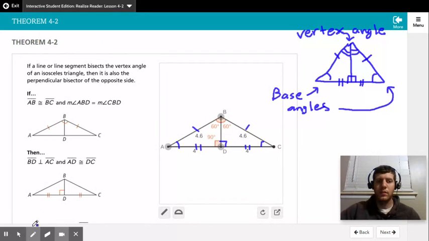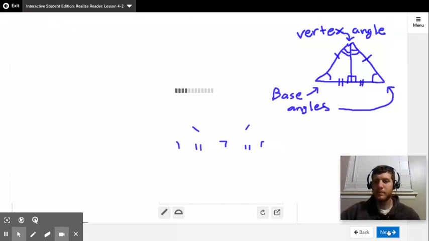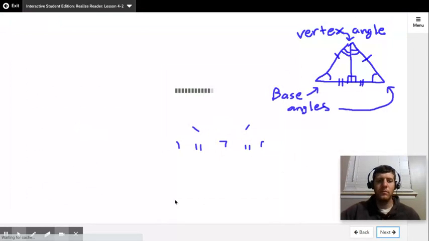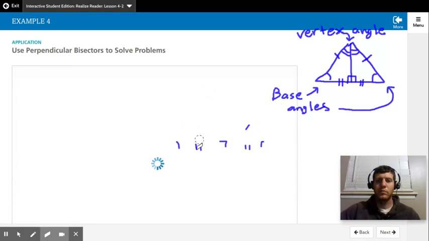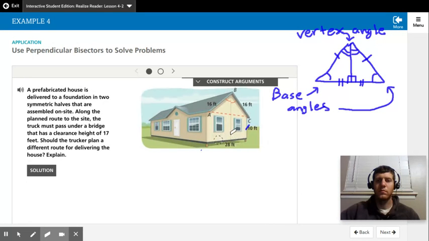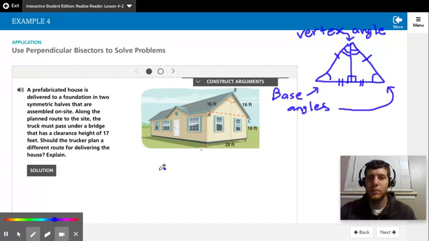So let's look at our example. Let me start erasing this. All right, if we look at our example here, we can read this. We don't really need to necessarily, but we should probably.